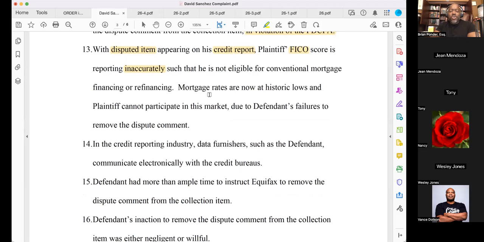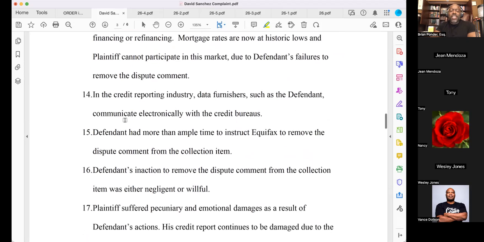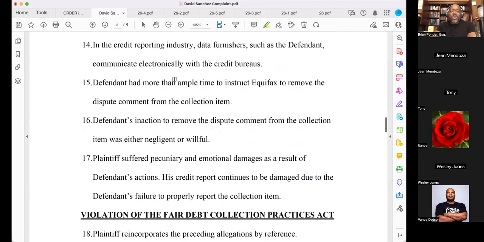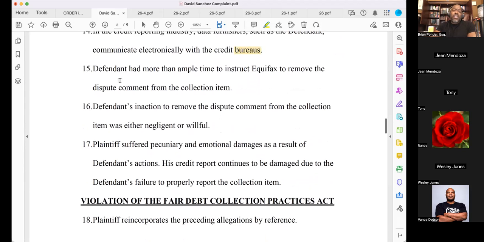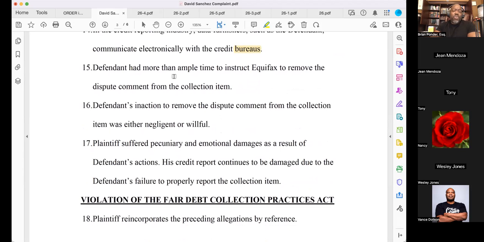Okay, so. Mortgage rates are now historic lows, blah, blah, blah. Okay. And we're not going to take too long on this complaint. The credit report industry, such as defendant, furnishers like defendant communicate electronically with the credit bureaus. Oh my God, Jesus Christ. All right. Defendant has had more than ample time to instruct Equifax to remove the dispute comment from the collection item.